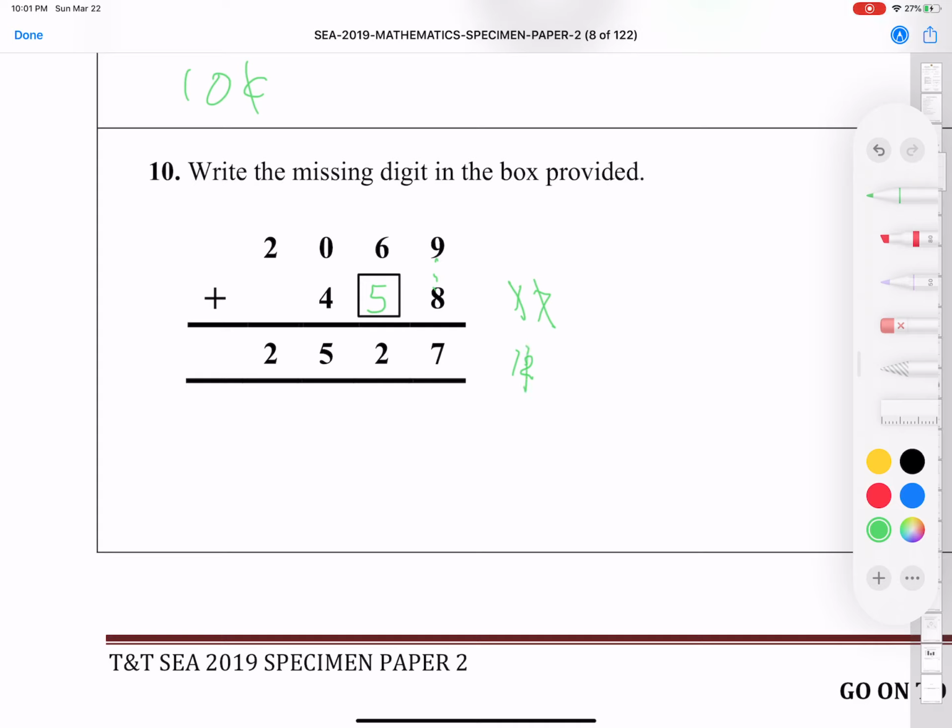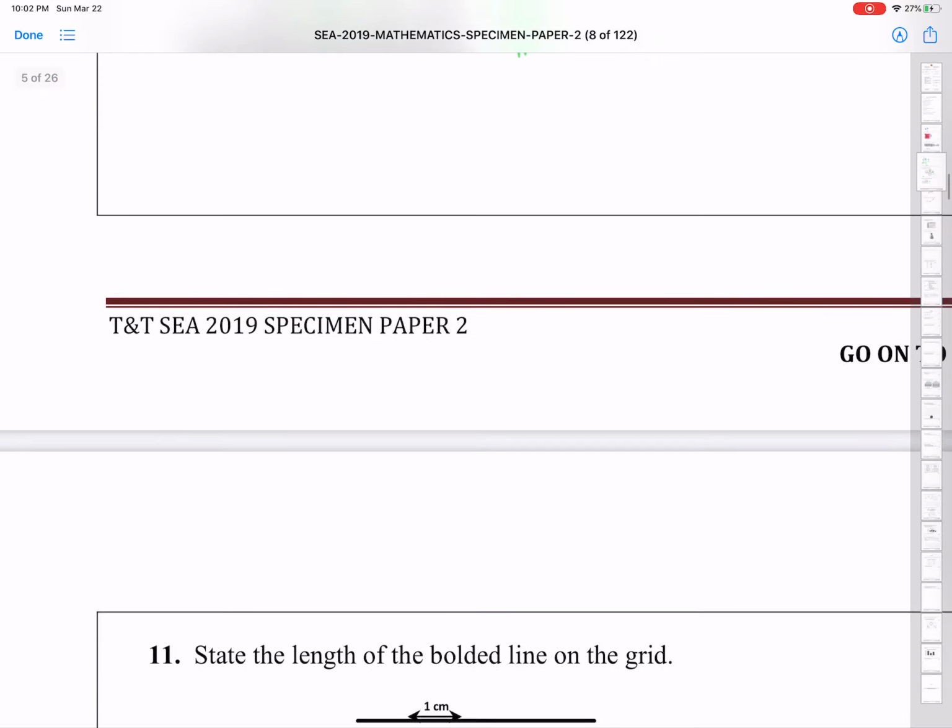Could that work? Put the 2 there. 4 plus something. Aha, look, we have a 1 here. 4 plus 1 makes 5. And 2 add nothing makes 2. So this 5 will have to be correct. Now this strategy is called guess and check. Well, it's a combination of guess and check and some others. But that's a perfectly good strategy in mathematics.